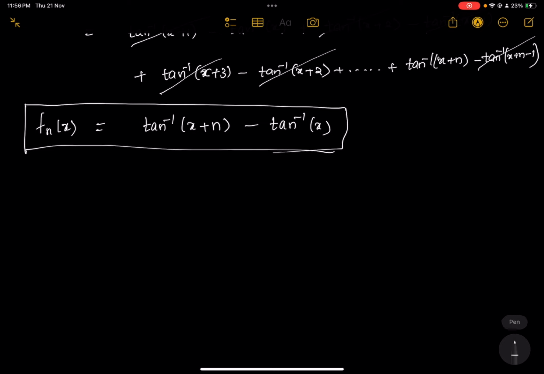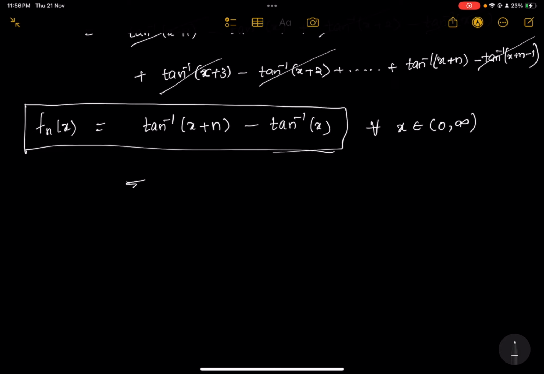So fn of x, for all x belonging to 0 to infinity, which is the domain given in the question. This is a very tricky question. The options are framed in such a way that almost everyone commits a mistake over here.